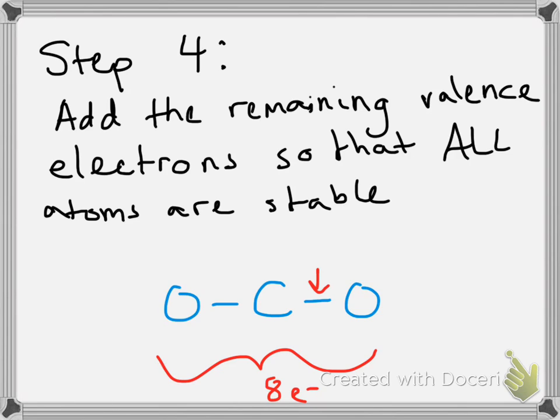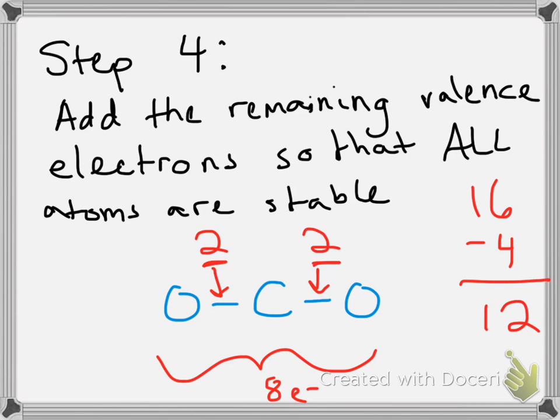So far, we've drawn 2 bonds, and each of these bonds is 2 electrons. We had a total of 16 electrons to use. We have already used 4 electrons, 2 from this bond and 2 from this bond, and so we now have a total of 12 electrons remaining.